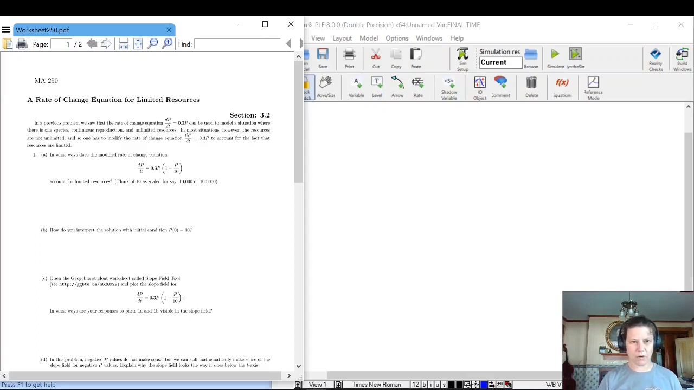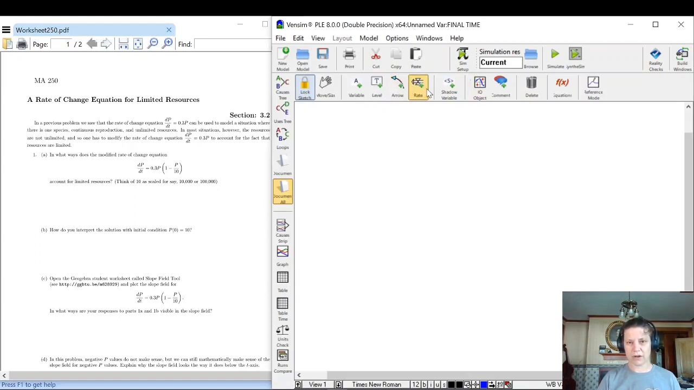So we need to go over to our model and we need to have a population level variable and a rate or flow for our differential equation. So we're going to start out with our level variable, which is population, and a rate, which is change in population. And that's going to give us our differential equation.